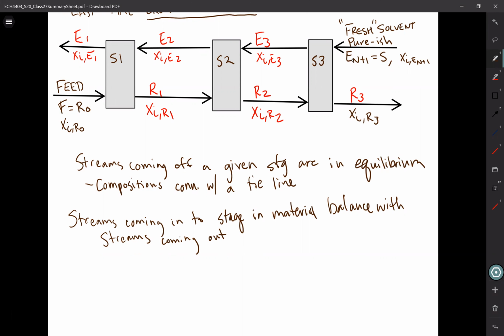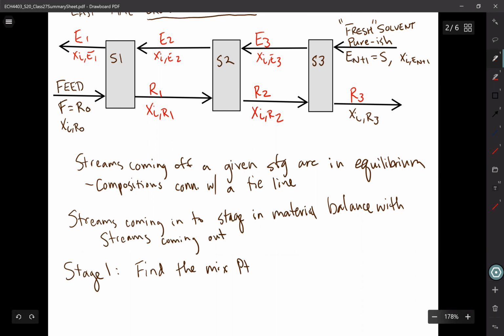Now, this type of problem is more difficult to solve because I don't have any stages that have 0 degrees of freedom. So I'll show you what I mean. In stage 1, for example, if I tried to start there, if I tried to do my same algorithm that I was using, I'd want to find the mix point. However, I can't necessarily find the mix point because that requires that I know both streams coming in. So here I could say that the mixing point of stage 1 is F plus E2. So what's coming in must equal M, must equal what is coming out. So R1 plus E1.